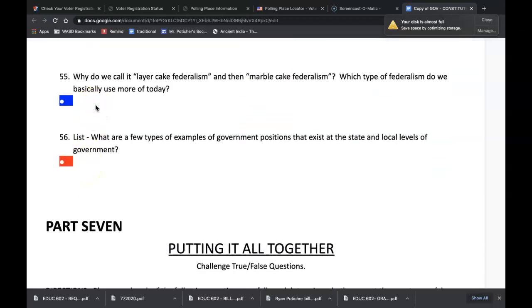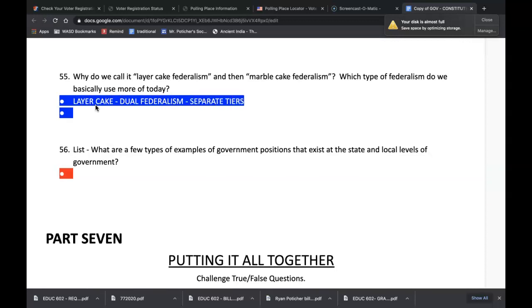Why do we call it layer cake federalism and marble cake federalism? So basically, layer cake federalism refers to dual federalism because they're separate tiers. And we call it marble cake federalism mostly because we have cooperative federalism and you have mixed tiers getting involved and doing things in a way that each layer overlaps another one.